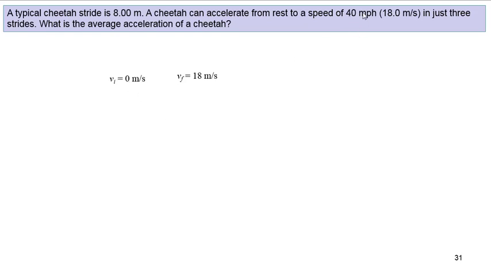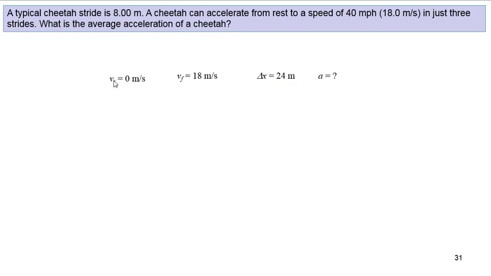Why didn't I use the 40 miles per hour? Well, we want to stick to our SI units, and they're giving us the distance in meters, so I'm going to want everything to be in meters. Delta x, as I said, is 24 meters, not 8, because they said it happens in 3 strides. And they're asking me, what is the acceleration?